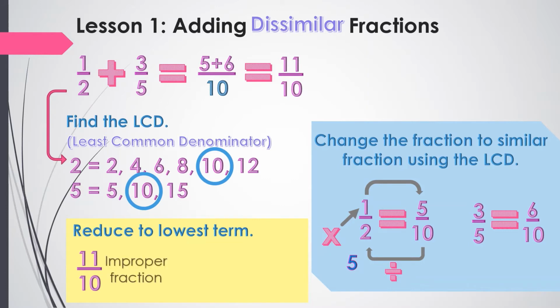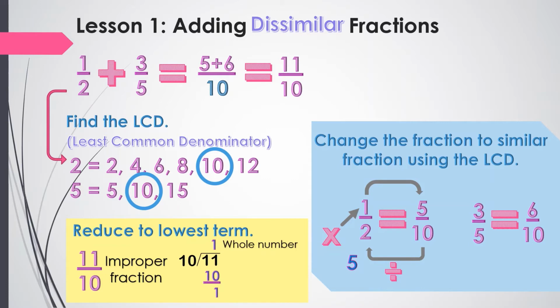So, 11/10, this is how you're going to do it. It is an improper fraction, so you are going to divide it. 11 divided by 10 is equal to 1. And then 1 times 10 is equal to 10. So, you will have a remainder of 1.